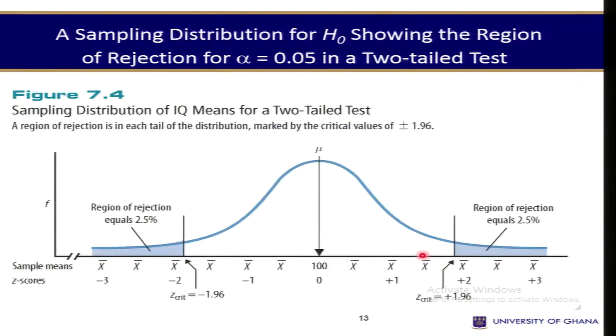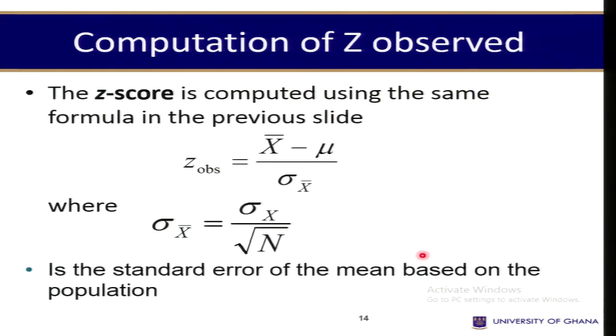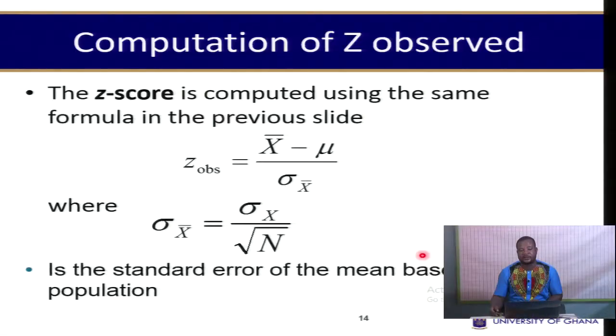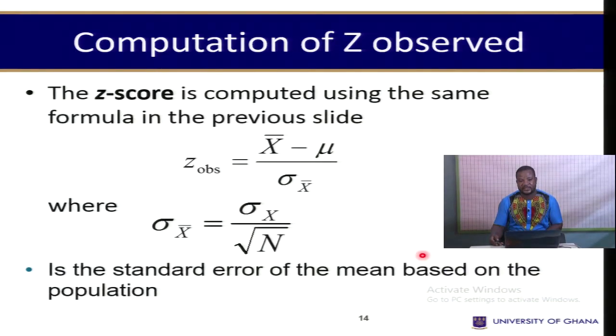Now, what we have to do is that once we have created this criterion, or we have located the region where we'll be rejecting and the region where we'll be retaining our H0, the next thing to do is for us to compute our z-score. And as we have seen in the previous slides, the z formula is simply our sample mean minus our population mean, divided by the standard error of the mean based on the population.